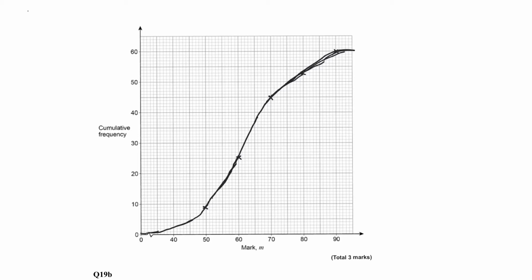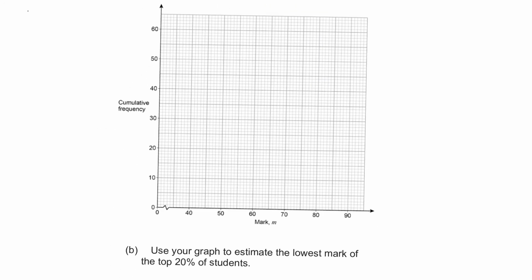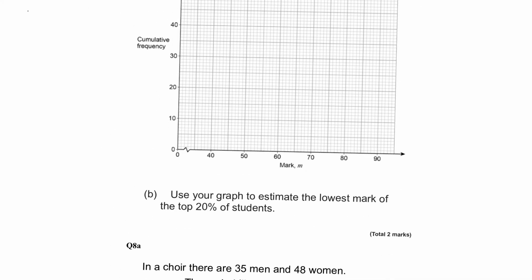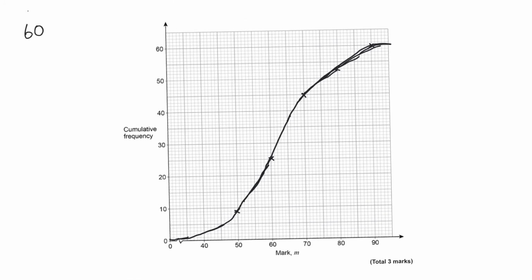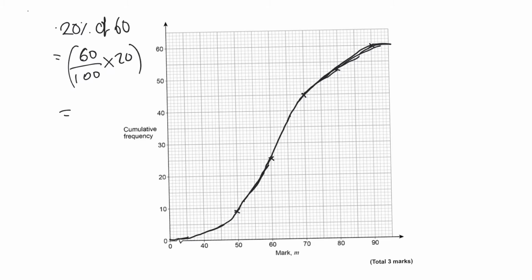So now moving on, we've drawn it on there. And again, it's just drawn the same graph again. It says use your graph to now estimate the lowest mark of the top 20% of the students. So we know we have 60 students. So 20% of 60 would be working out 60 divided by 100 times 20. And that should leave you with an answer of 12.